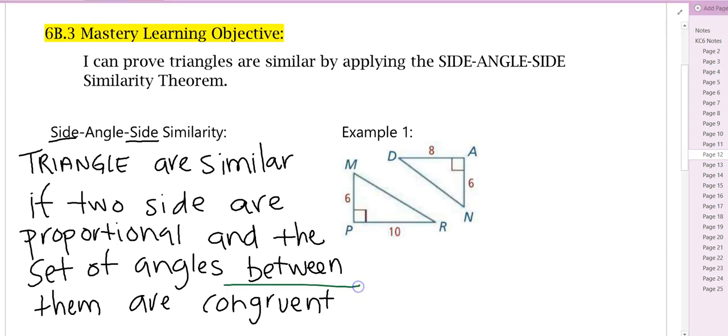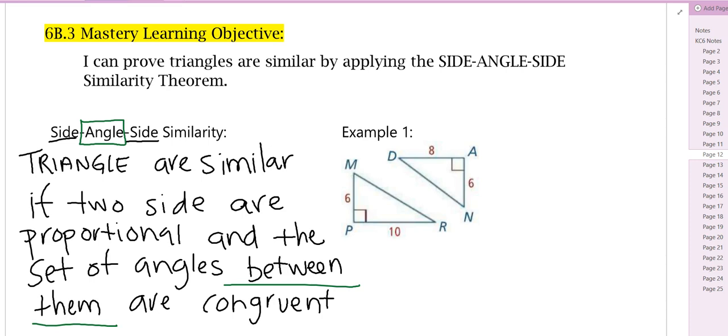And in case you ever forget that, look at the way that we are talking about this way to prove triangles are similar, right? Side, angle is in the middle. So let's go ahead and look at these triangles over here on the right side. I see that each of them have two sides labeled, and I also see that angle A and angle P are a perpendicular angle, meaning 90 degrees.